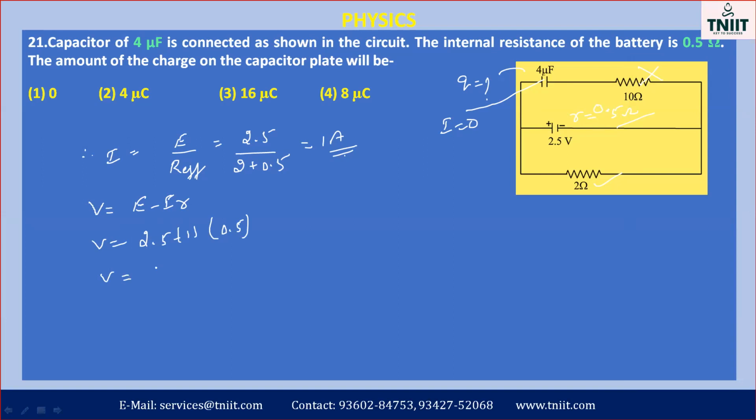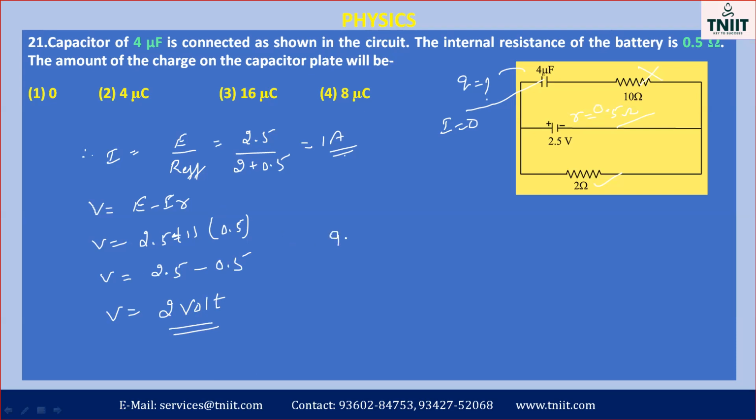So V is equal to 2.5 minus 0.5, that is 2 volt. So this is the potential across the circuit.